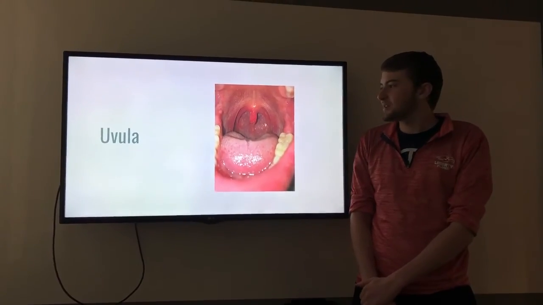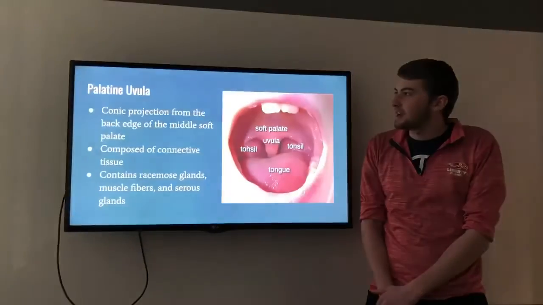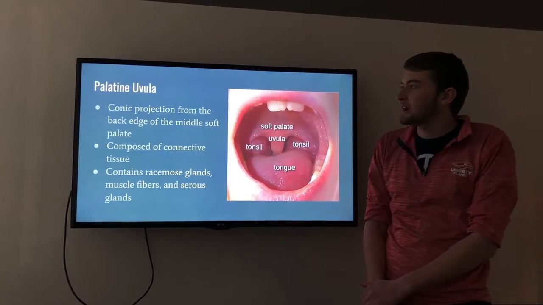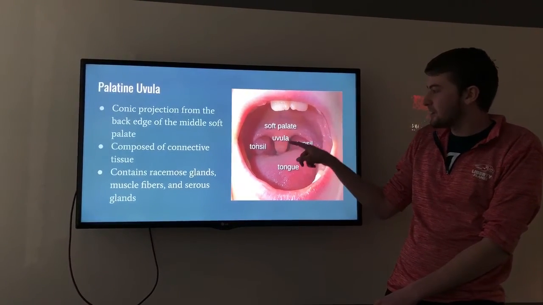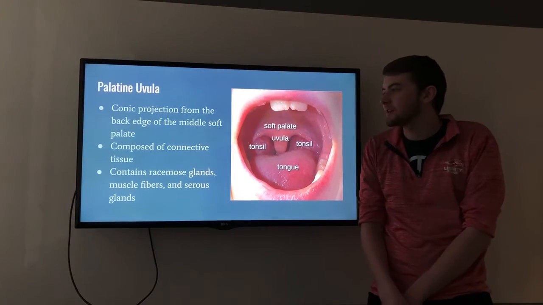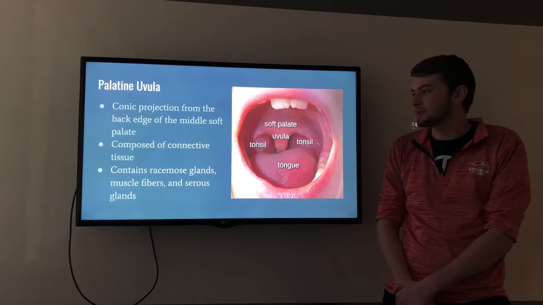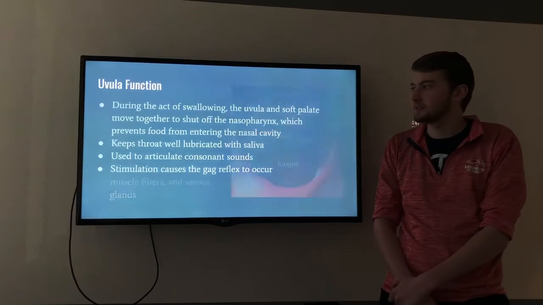Alright, so next we're going to be talking about the uvula. The uvula, also called the palatine uvula, is a conic projection in the back of the middle soft palate. It's composed of mostly connective tissue, and it has racemose glands, muscle fibers, and serous glands.